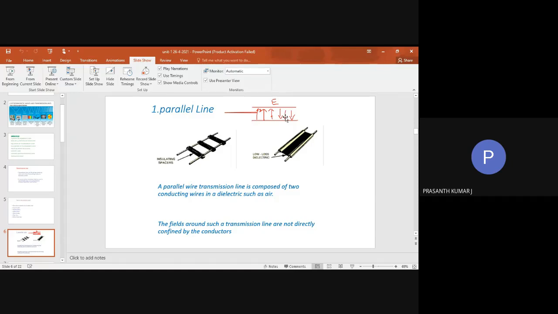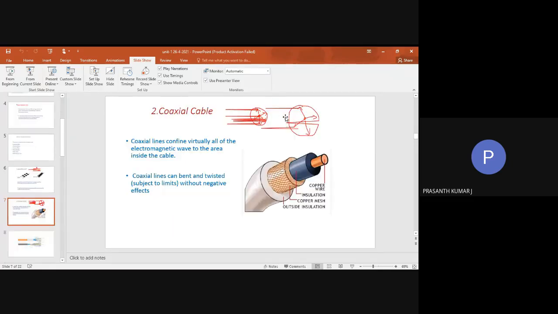So in a parallel wire, the fields are not confined within the conductors. So it is a disadvantage for parallel wires.